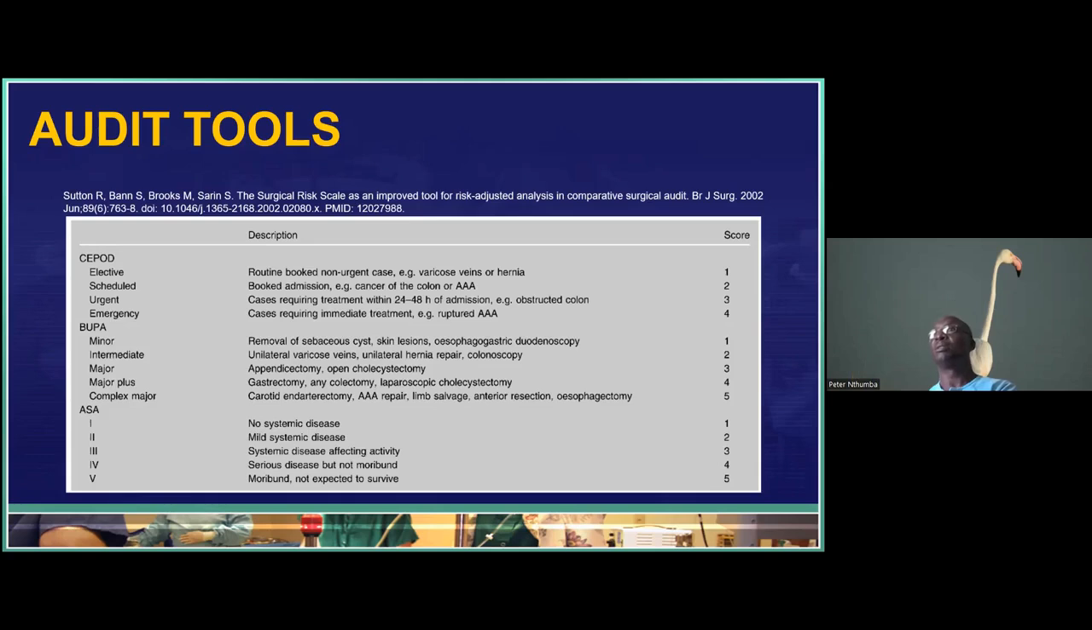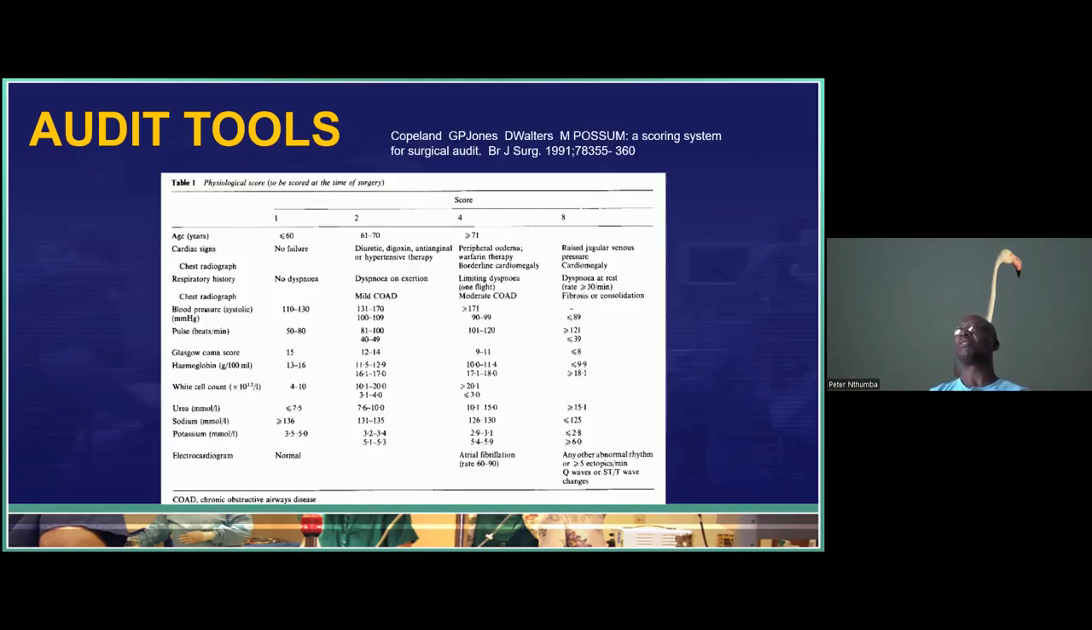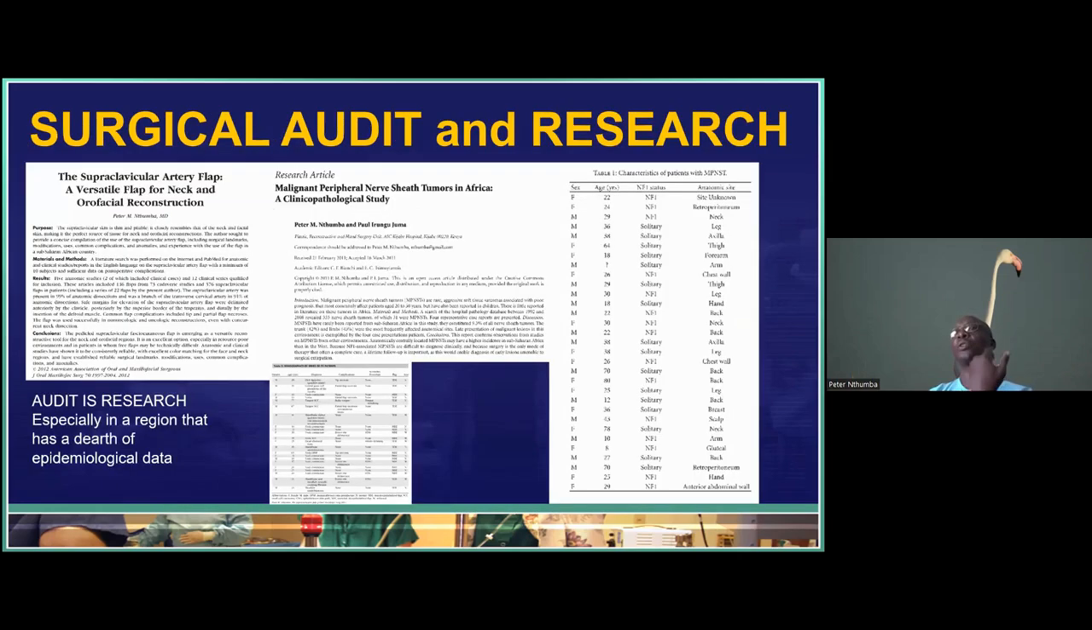This is another audit tool, looking at the urgency of the procedure, whether it is a minor procedure or a major complex procedure, and of course the ASA classification and the scores. This is a physiological score that you could use for patients. And so using these scores allows us to use standardized processes to evaluate what we're doing and the outcomes of patients.